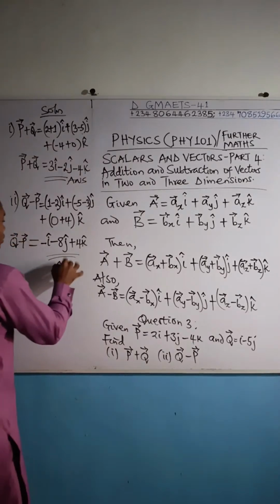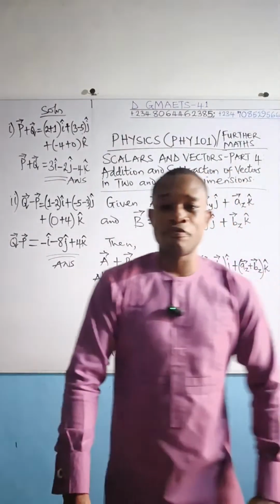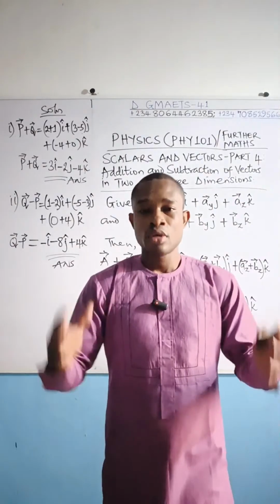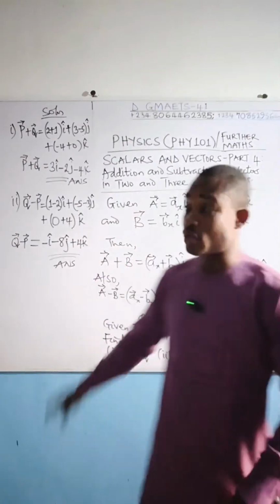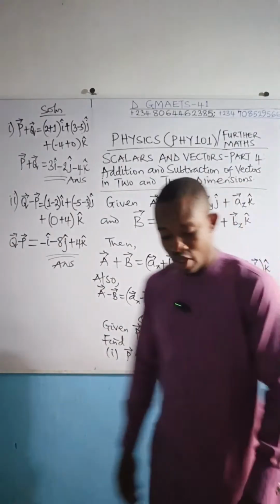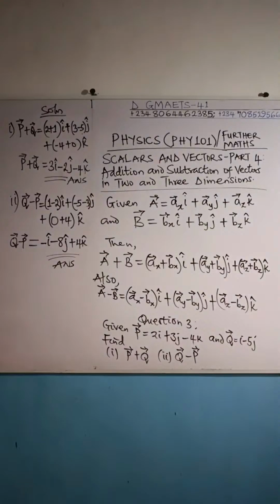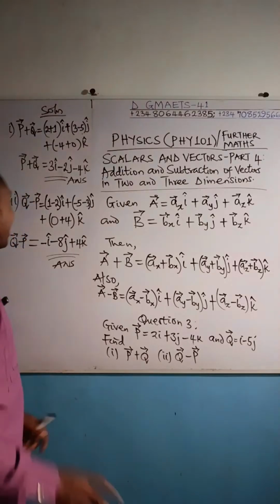Answer. So you see that to carry out addition and subtraction of vectors in 2 dimensions, given the components of the vectors, is very simple. Let's take our last question, please. We are, I think, 1 hour gone already. So let's take our last question as we conclude the class.